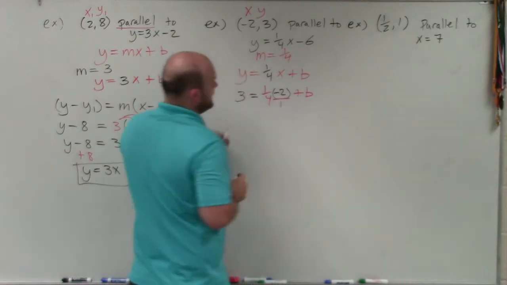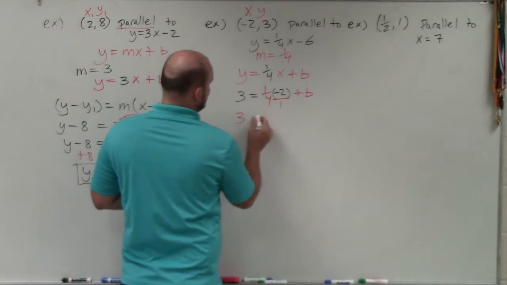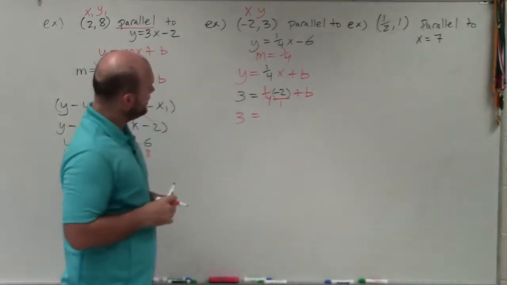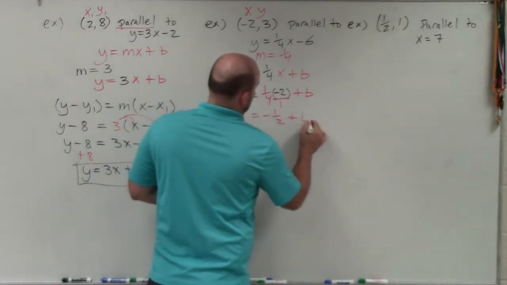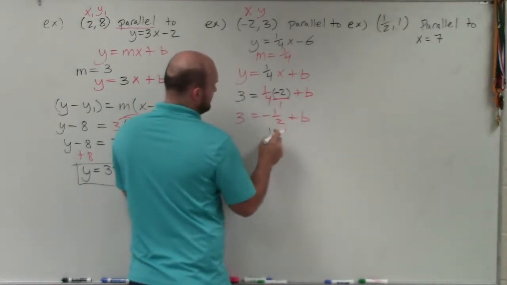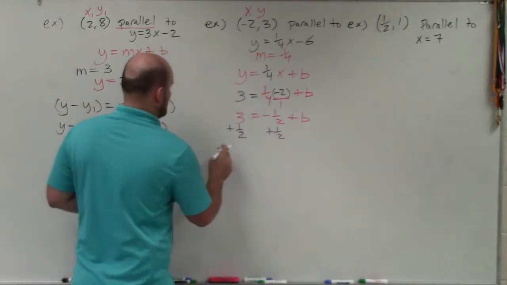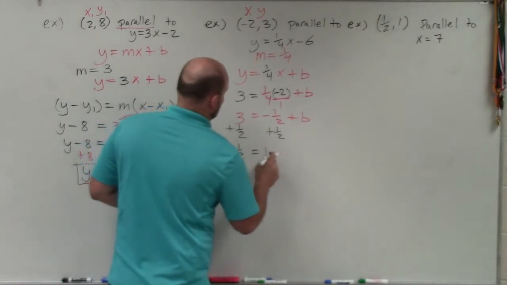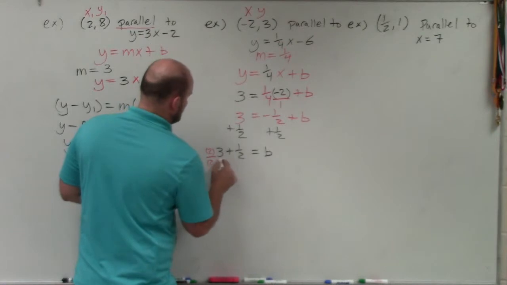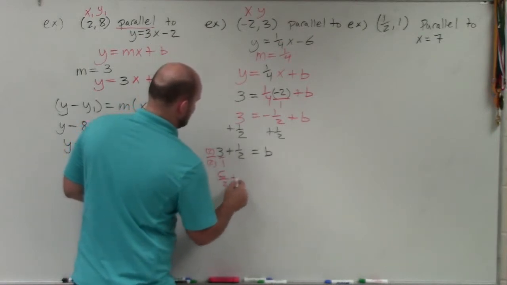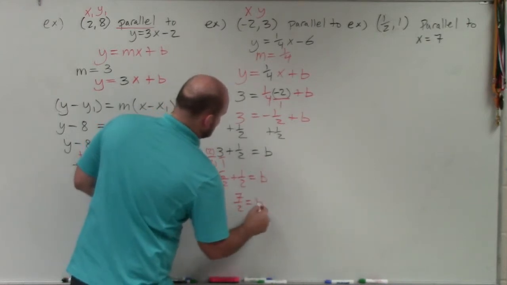So now I need to multiply 3 equals times -1/2. So that becomes -2 times 1/4. That reduces to a -1/2 plus b. Now I need to solve for b, which is my y-intercept, which I'm trying to figure out, which is going to be 1/2. So now I have 3 plus 1/2 equals b. I've got to get a common denominator, so I'm going to multiply by 2 over 2. And I get 6 over 2 plus 1 over 2 equals b. And I get 7/2 equals b.